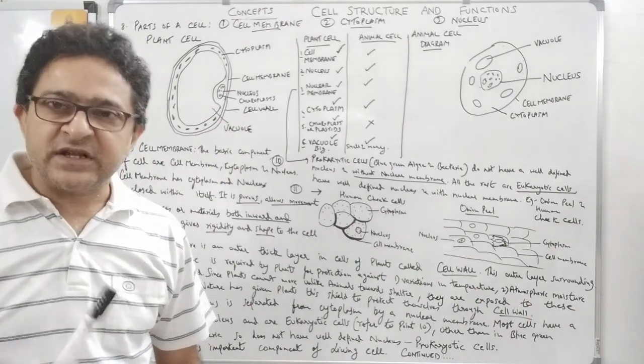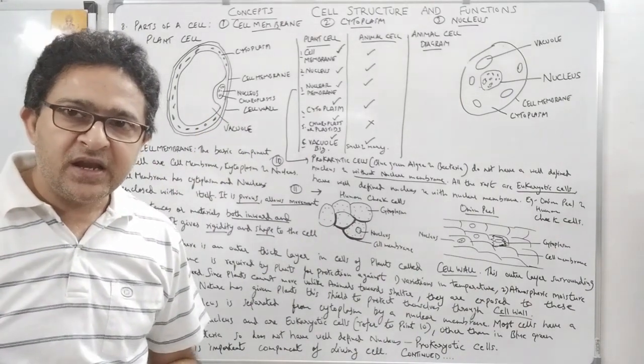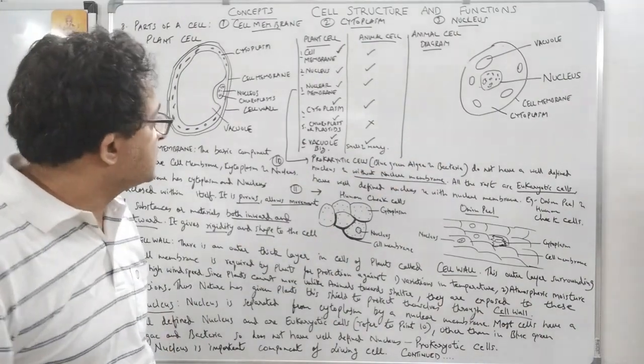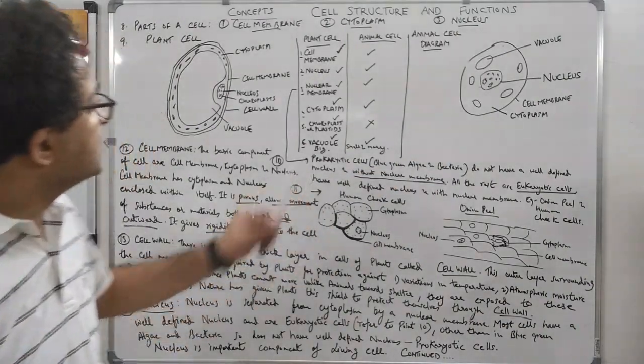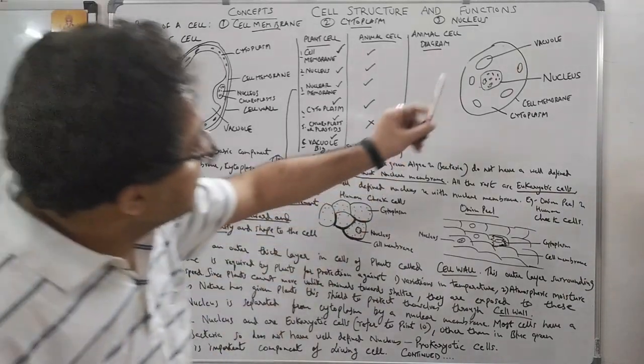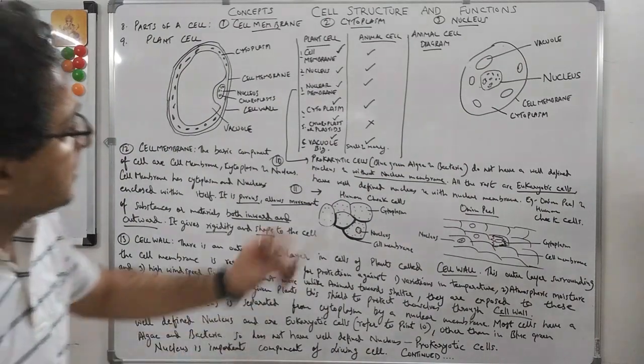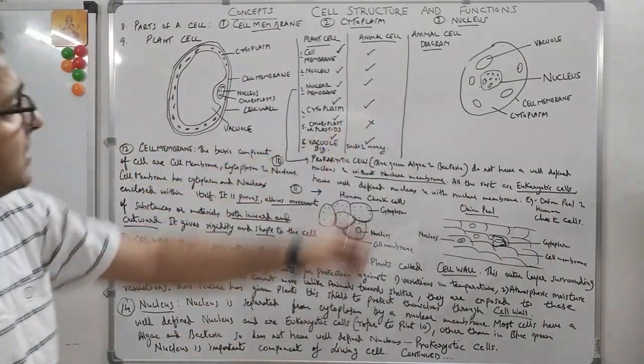Cell wall is not present in animal cell, right? There is no cell wall. And what is the other thing? Vacuole. Vacuole is big in a plant cell. It is small and irregular, small and many in animal cells.